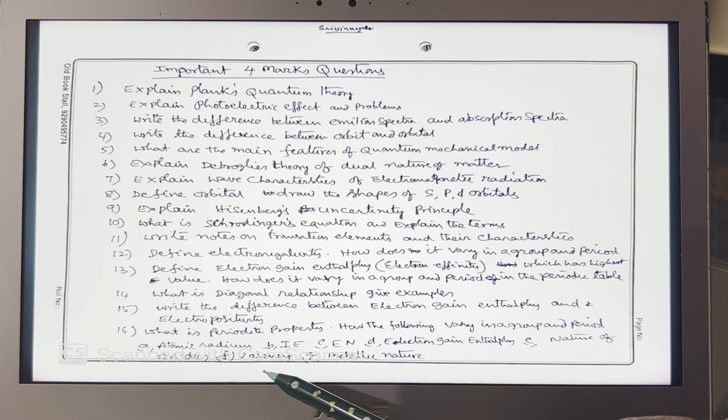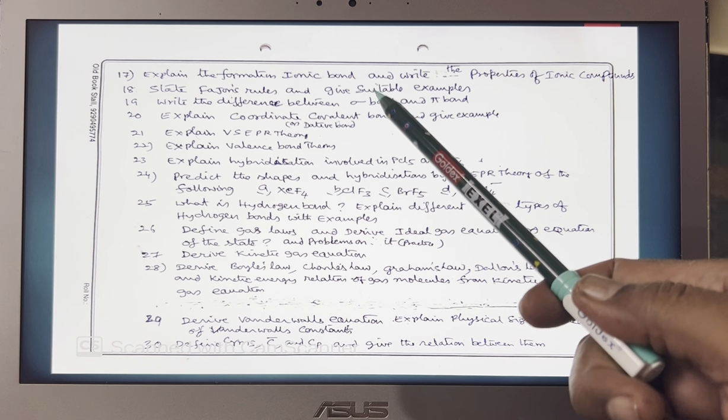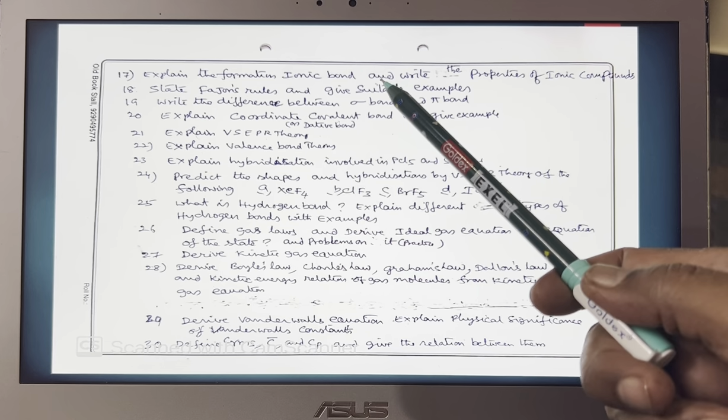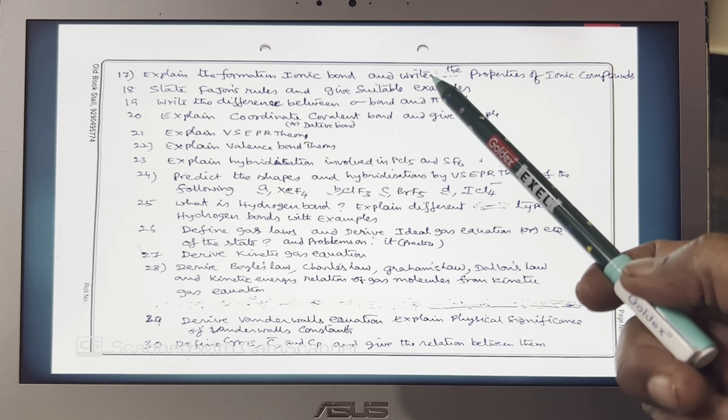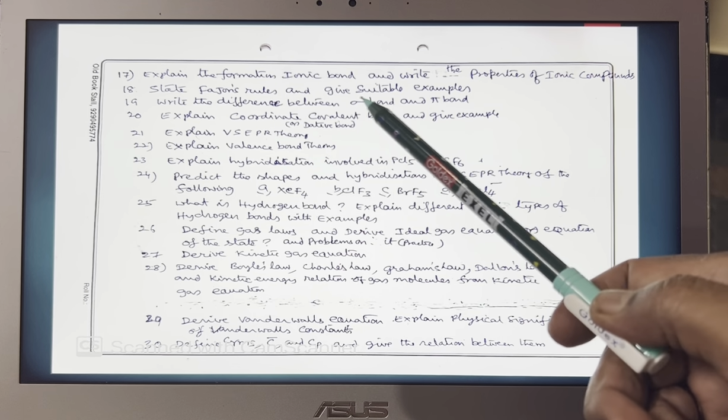You have to write. Next, valency. This is valency. This is metallic nature, how it varies as you move from top to bottom in a group, and as you move from left to right in a period. Explain the formation of ionic bond. This is chemical bonding, starts here. Ionic bond, and write the properties of ionic compounds. State Fajan's rules and give suitable examples.